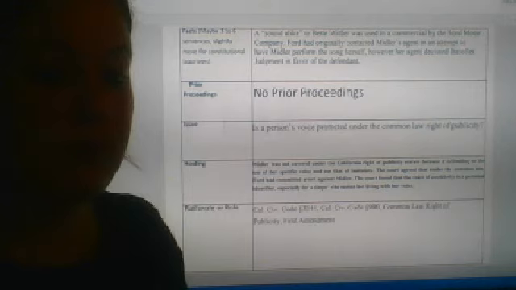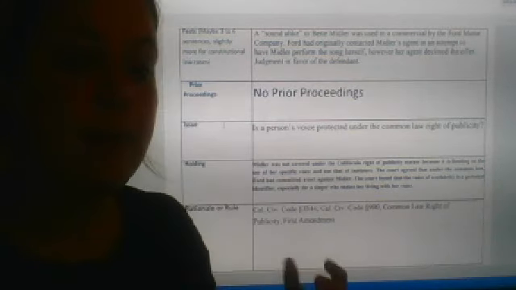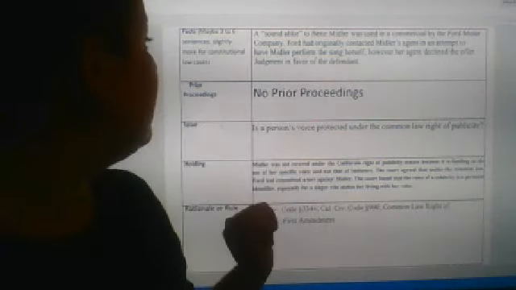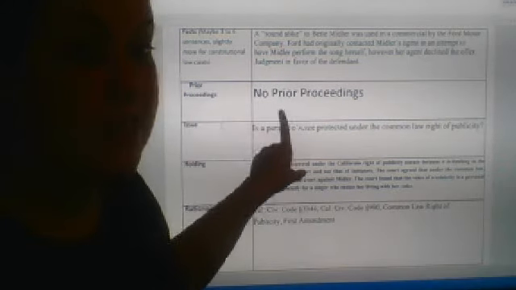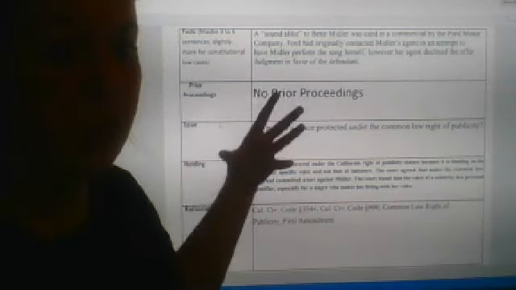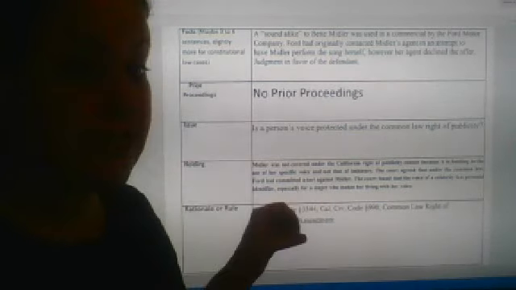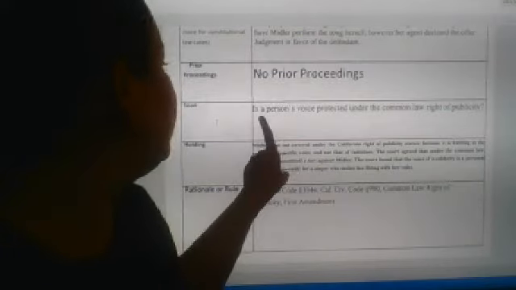The judgment was in favor of the defendant, which means that someone came and sang one of Bette Midler's songs, attempting to sound exactly like her so that people would think that it was Bette Midler singing the song. The court found in favor of the defendant. There were no prior proceedings in this case, because the particular one I used was the very first case that they did take to court. The issue: is a person's voice protected under the common law right of publicity? Can you steal someone's voice and use it in a commercial without their permission?